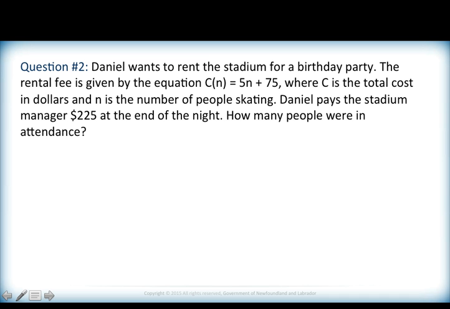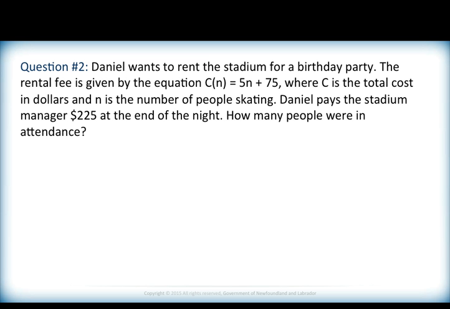Question 2. Daniel wants to rent the stadium for a birthday party. The rental fee is given by the equation c of n equals 5n plus 75, where c is the total cost in dollars and n is the number of people skating. Daniel pays the stadium manager $225 at the end of the night. How many people were in attendance?